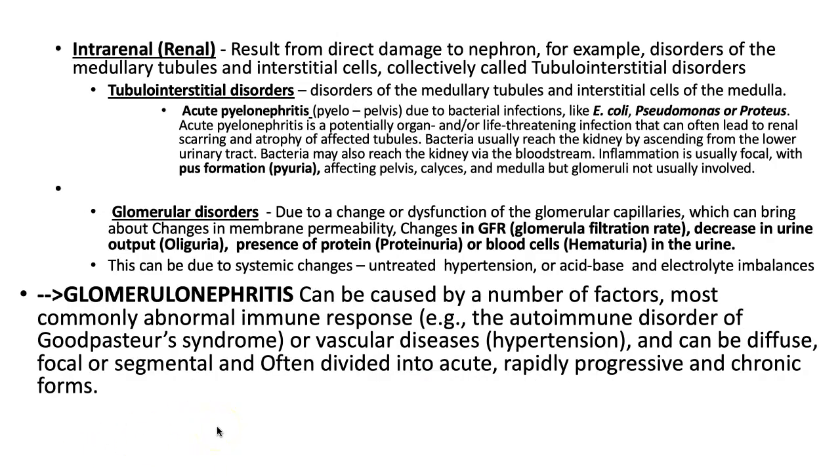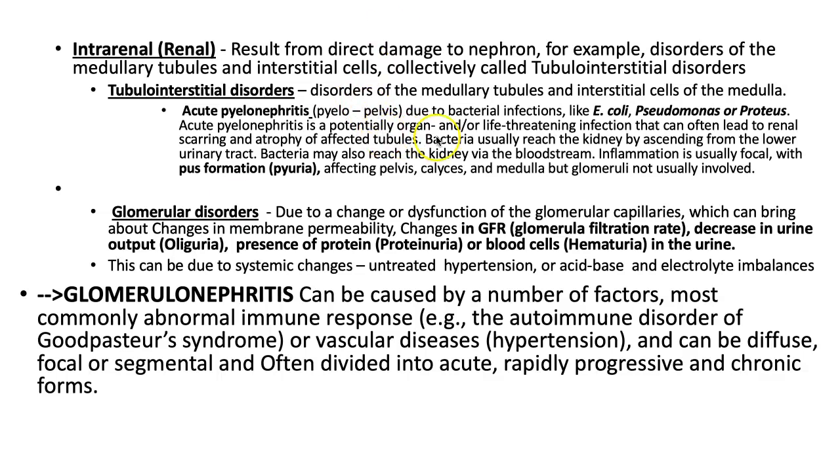Now, intrarenal means what's going on inside that nephron. And there are two categories. Is it the tube structure that's being attacked? Or is it the glomerulus Bowman capsule being attacked? So for the tubular disorders, there's going to be one example, and that's going to be acute pyelonephritis. And for the glomerular disorders, there's going to be two examples, strep-induced glomerulonephritis and Goodpasture's syndrome.